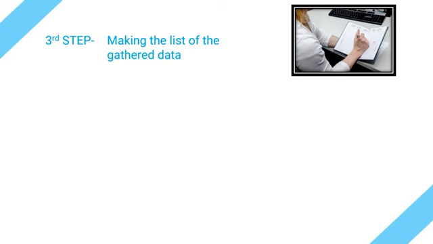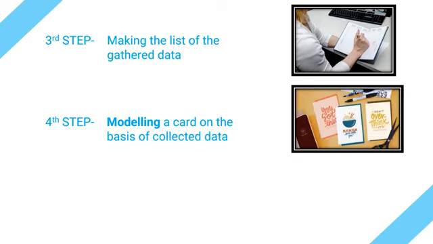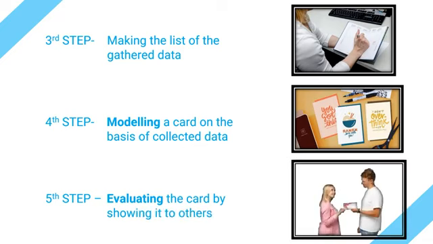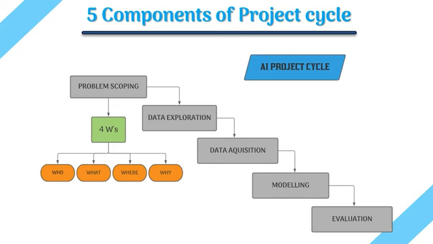and you can understand the whole thing. Next, creating or modeling a card. The next step would be finally creating the card or modeling the card on the basis of the data collected. And the final step is showing it to parents or cousins to let them check it or evaluate it. Then your greeting card is ready. Believe it or not, we just completed all the steps in project cycle. The 5 components which you can see on your screen are the components of project cycle. We will go through each of them in the upcoming videos.